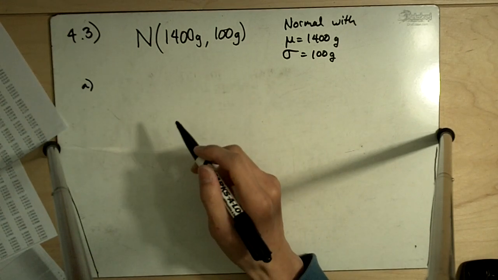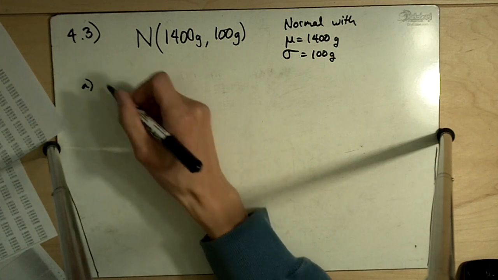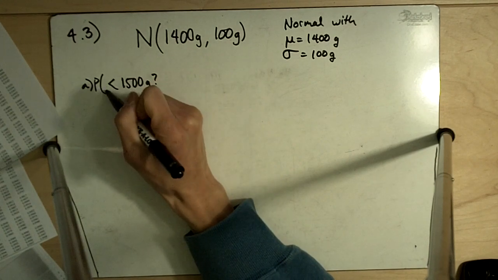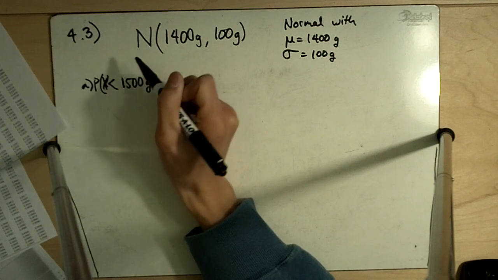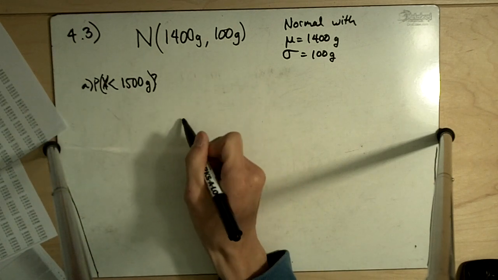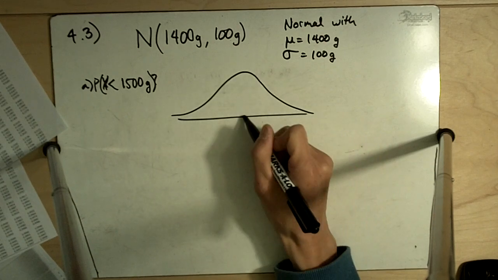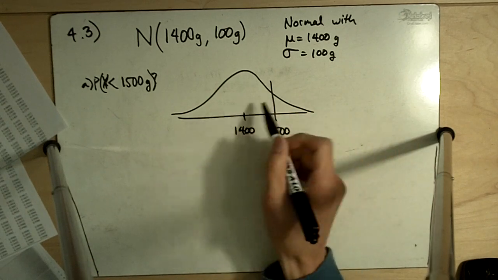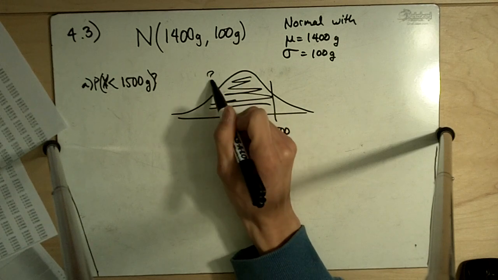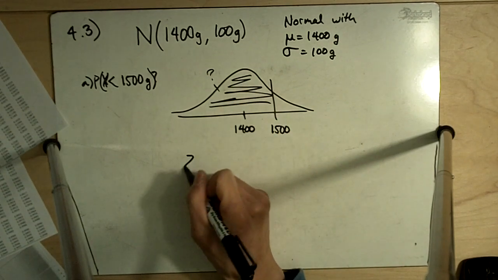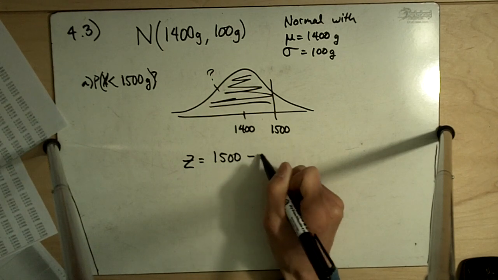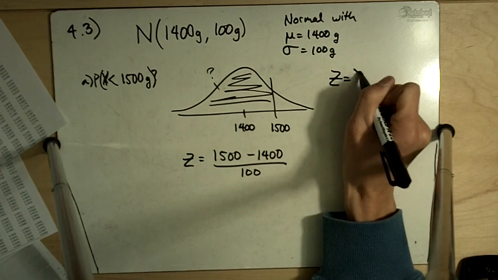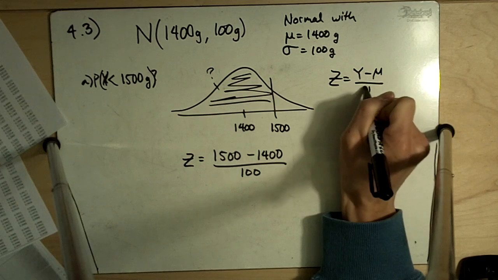A asks, what percentage of brain weights are 1500 grams or less? Okay, so this is the probability that y is less than 1500 grams. And so here is our picture. We are centered at 1400. We look for 1500, and we want to know what this area is. So we do z is equal to 1500 minus 1400 divided by 100. And once again, z is equal to y minus mu divided by sigma.